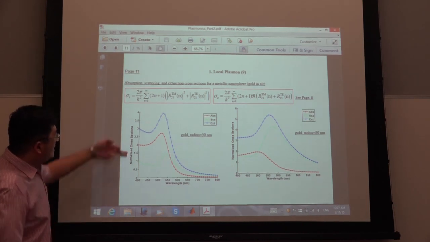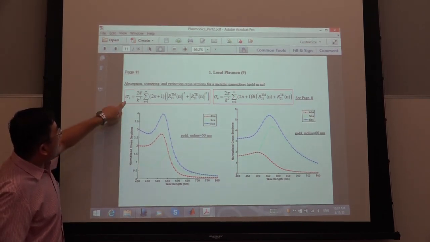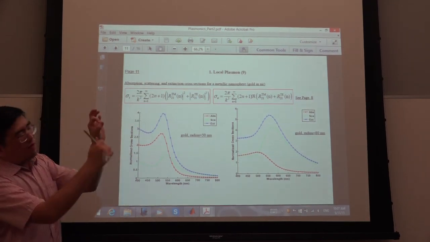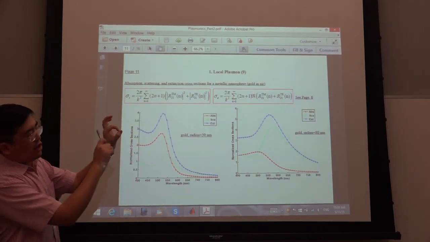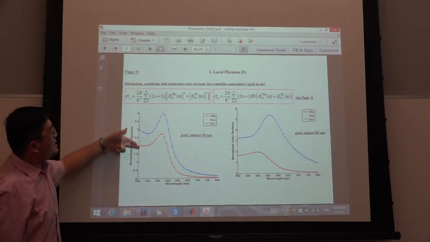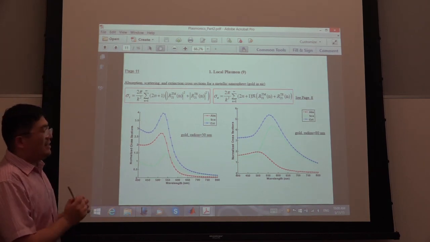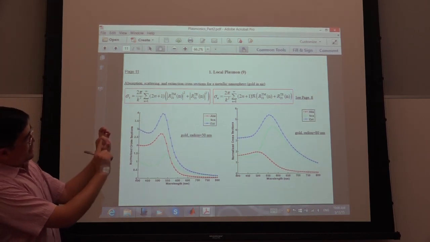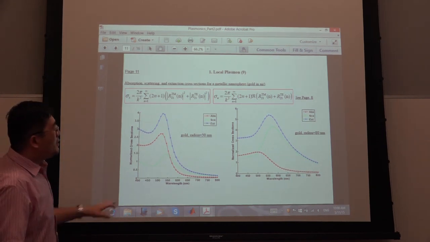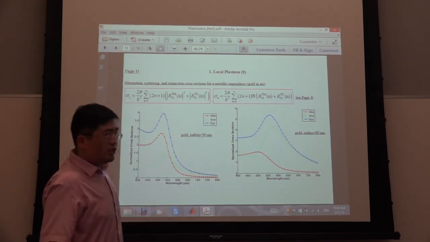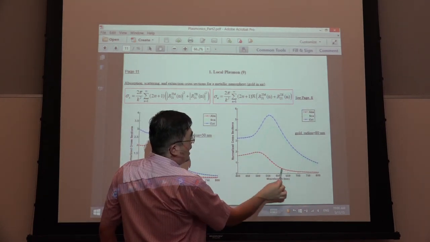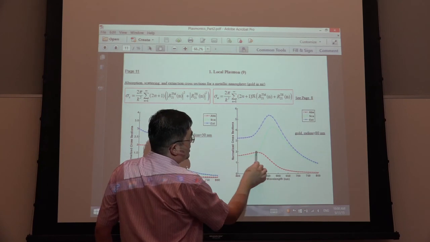Another thing you can see is the normalized cross-section. I calculated the scattering cross-section over pi a squared, which is the geometrical cross-section. You can see almost all of it is larger than 1. That means the cross-section is larger than the geometrical cross-section of the nanoparticle. If you increase the radius, you can see the scattering is larger than the absorption cross-section.